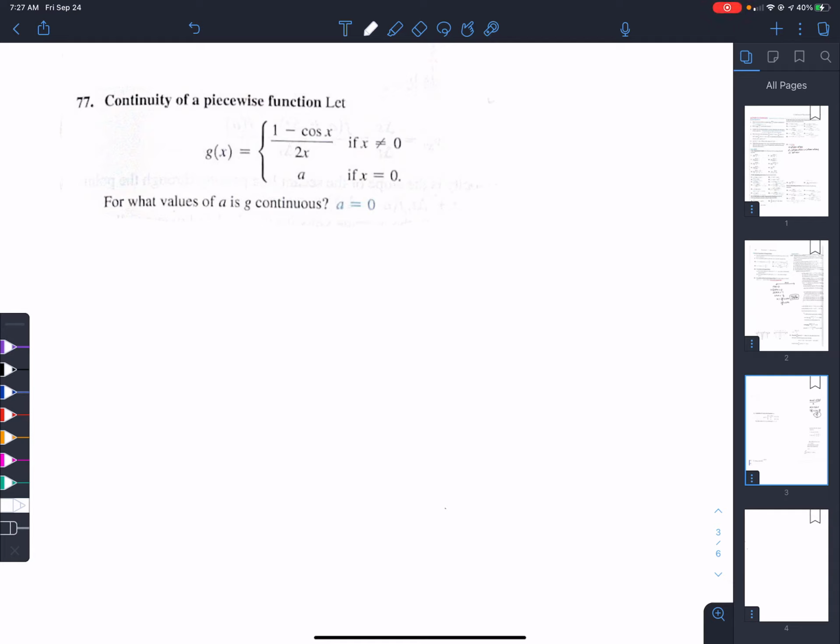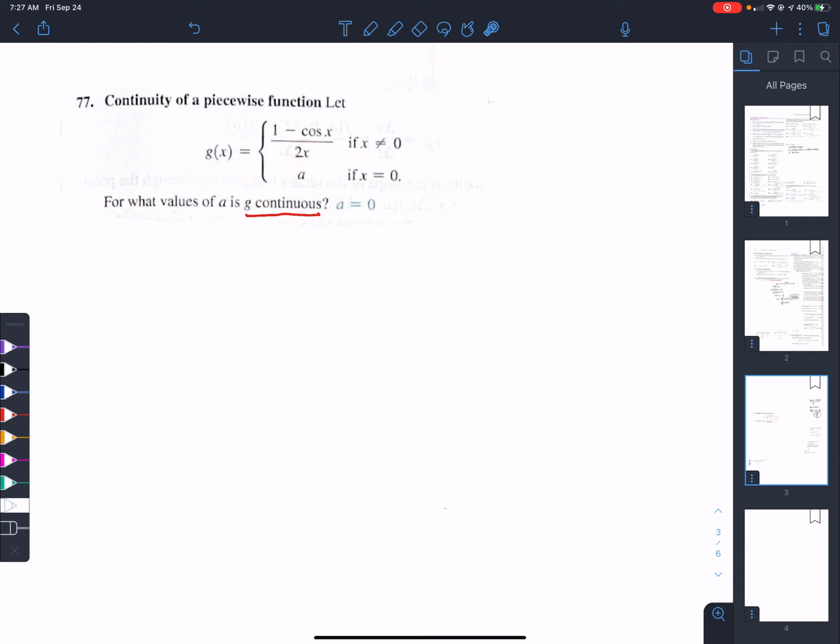This is 3.5, number 77. So in this one, the key word here is they're looking for a continuous function. So we know cosine's continuous, 1 is continuous, so we know this is continuous, and 2x is a polynomial, that is continuous. So this will be continuous everywhere except where the denominator could be 0, and that would be at x equals 0. So that's the only point that's an issue so far.